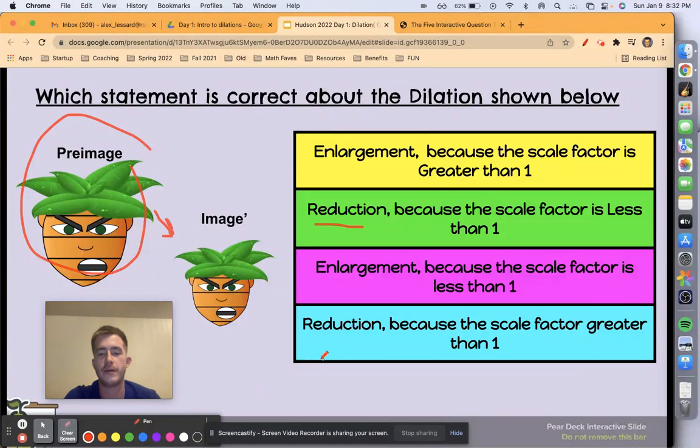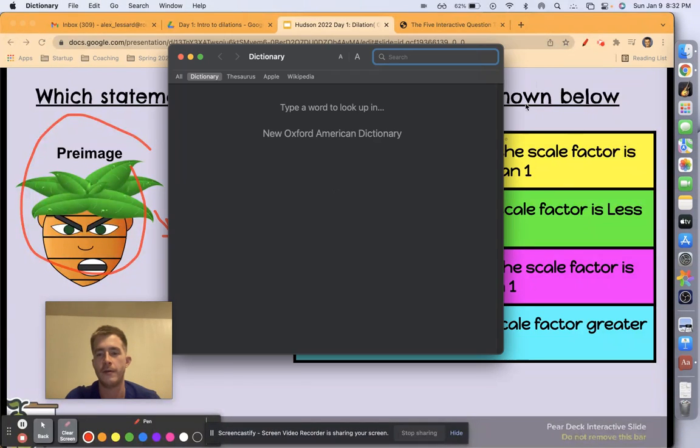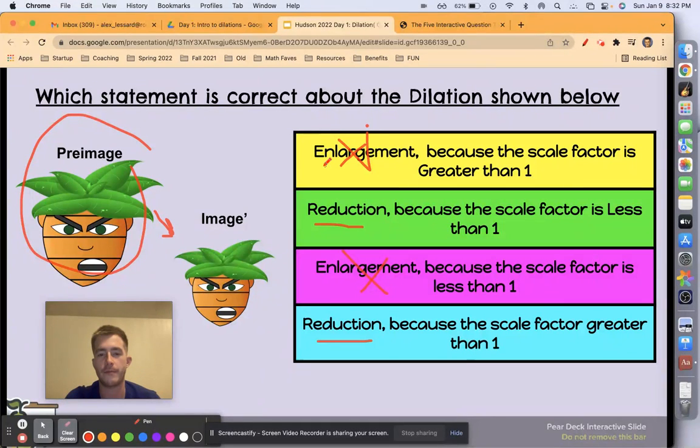So I'm either choosing green or cyan right here. It's not going to be an enlargement. I can get rid of those two. That's a horrible X. I'm so sorry. But that's fine. Reduction because the scale factor is less than 1, or reduction because the scale factor is greater than 1. Reductions always have a scale factor less than 1. For me to be reducing, I need to be getting less, right? So green would be correct here. This one right here.